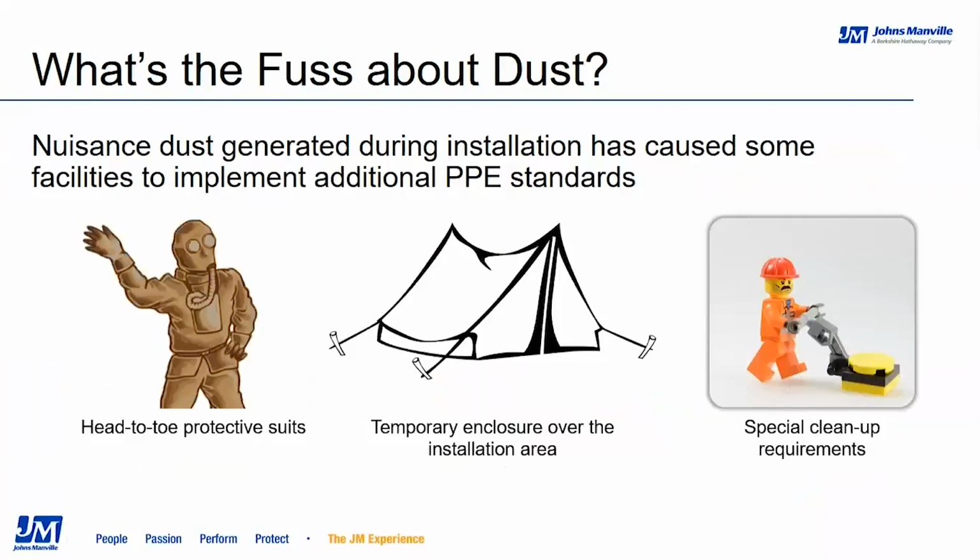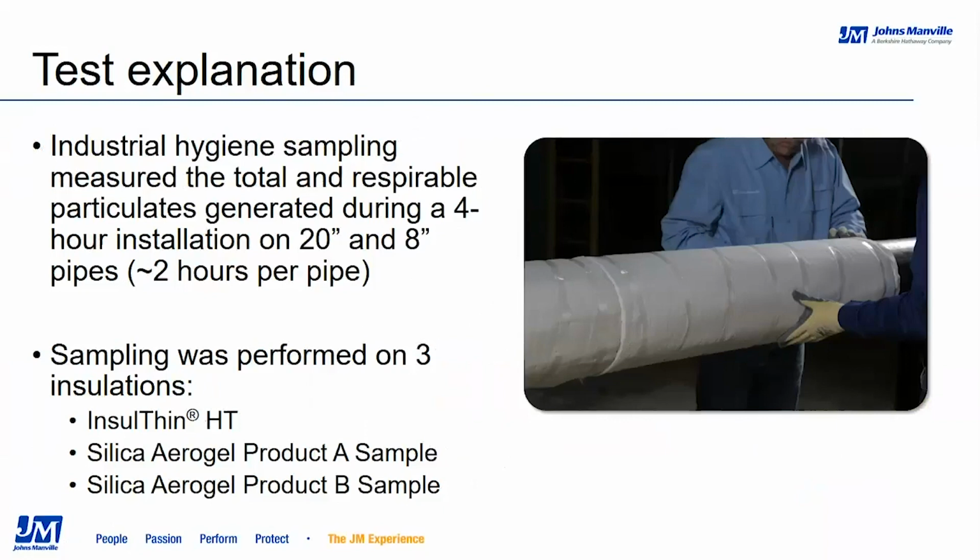And for that reason, we wanted to do an industrial hygiene test to determine the amount of dust that InsulThin HT produced versus the Aerogel thin blanket products. So for this test, we developed an installation where we did a 20-inch pipe and an 8-inch pipe, about 2 hours per pipe, and we did industrial hygiene sampling on the installer, and they went ahead and cut the insulation to size, wrapped it around the pipe, and then used typical installation techniques.